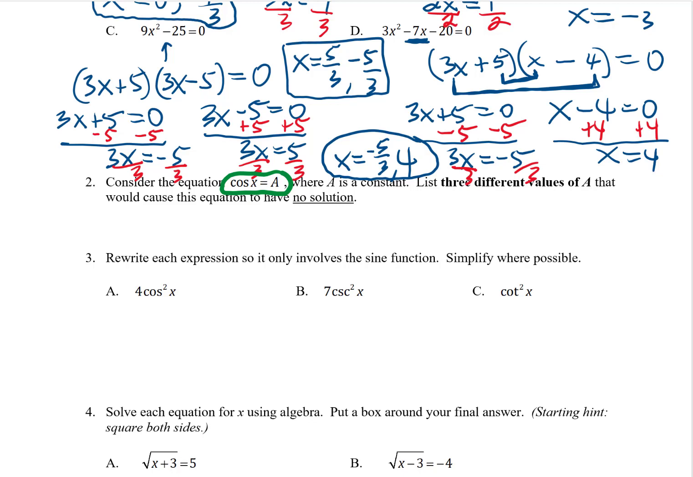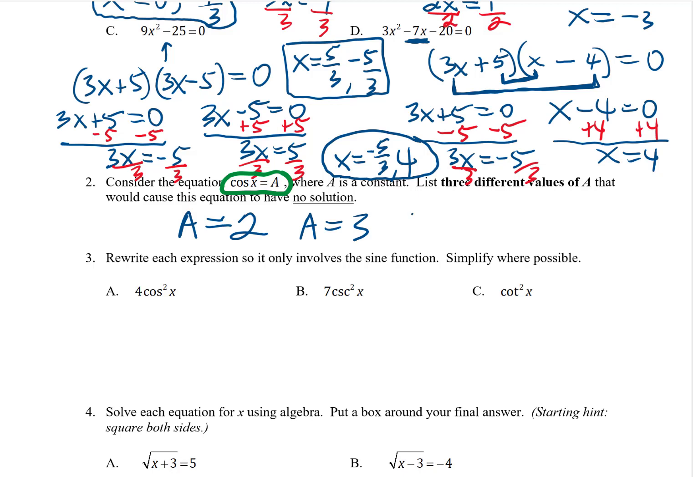So x is an angle. What comes out? Ratios. So a is a ratio. Well, if I want this equation to have no solution, I just need to put a ratio there that's impossible to obtain for cosine, like 2, for example, because the biggest cosine ratio there is 1. Any number for a bigger than 1 would lead to an impossible equation.